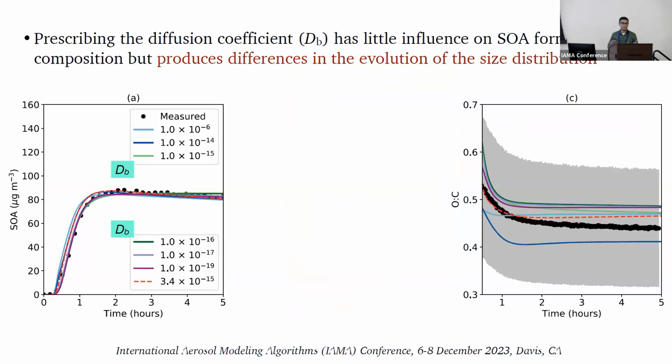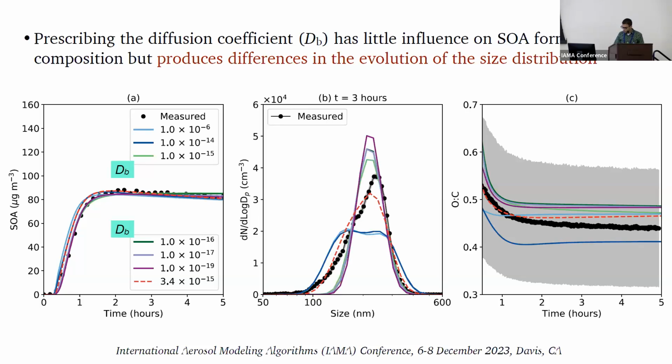So the mass and the O2C data don't have information inherent within them to constrain the phase state or the bulk diffusion coefficient. But now if you run the model in a forward way, and look at the model measurement comparison of the particle size distribution at about 3 hours, where the SOA has leveled off, you see that the model produces a range of results for different dB values. And it seems like a dB value of about 3.4 times 10 to the negative 15, which is squarely in the semi-solid viscous range, seems to reproduce the particle size distribution the best.